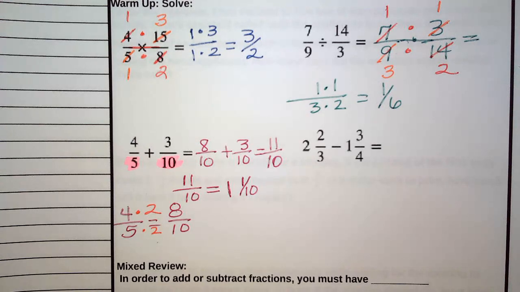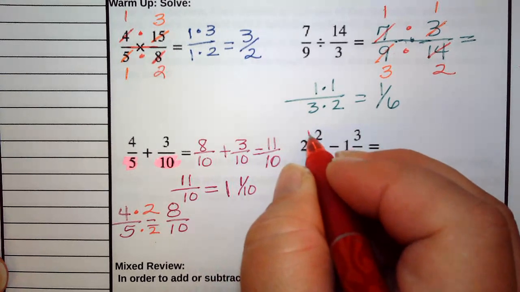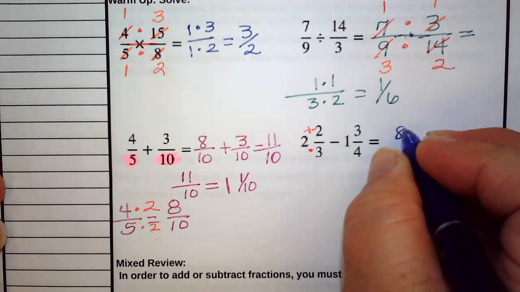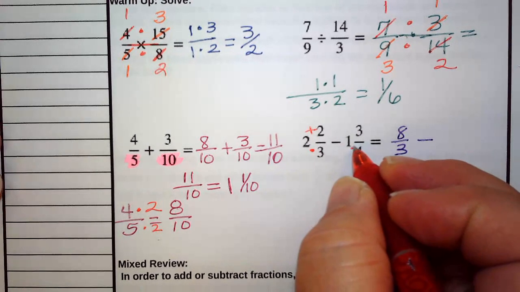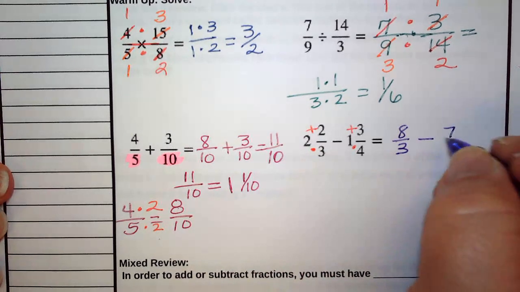For the next one, we have mixed numbers. The first thing I have to do before I can find that common denominator and subtract is to change them into improper fractions. This is something I have always liked doing. So 2 times 3 plus 2. 2 times 3 is 6 plus 2 is 8. 8 over 3 minus 4 times 1 is 4 plus 3 is 7. 7 over 4.